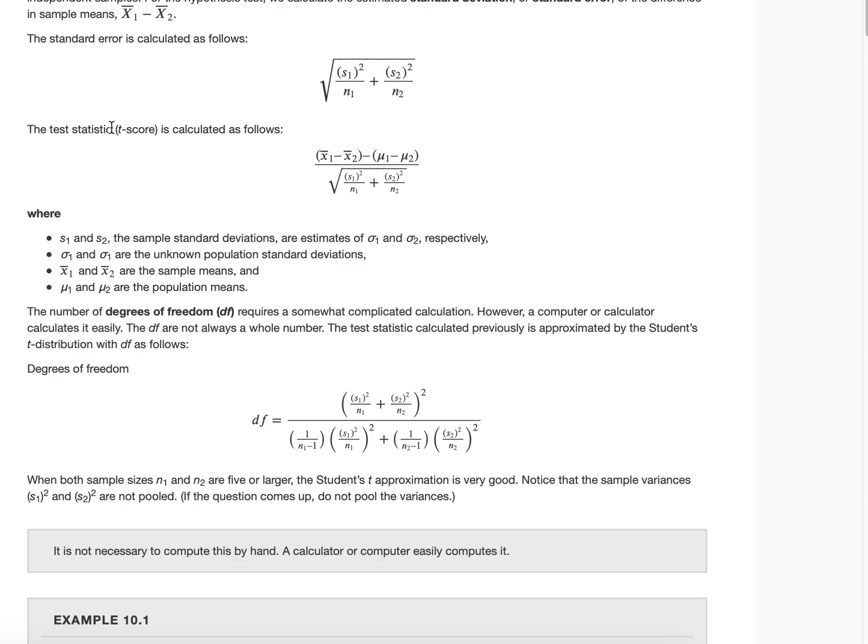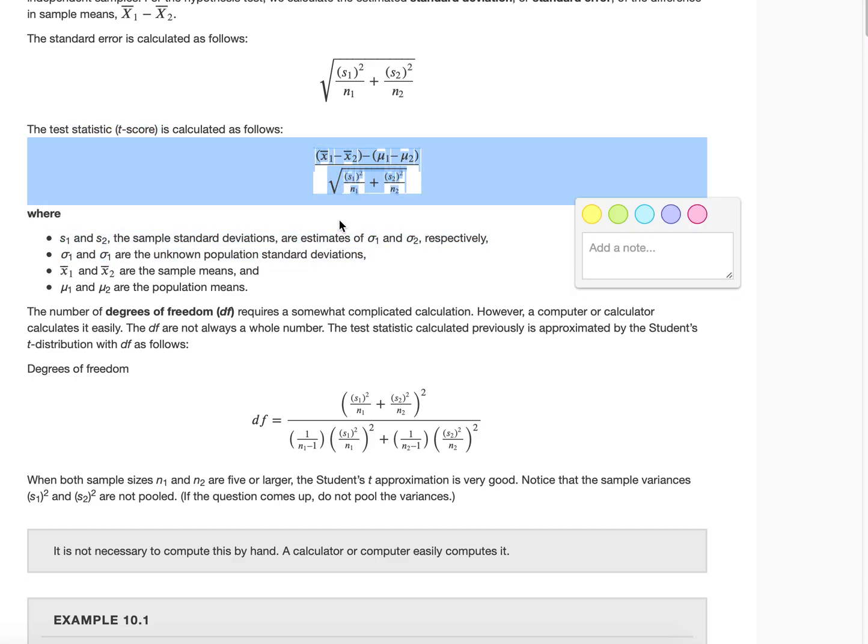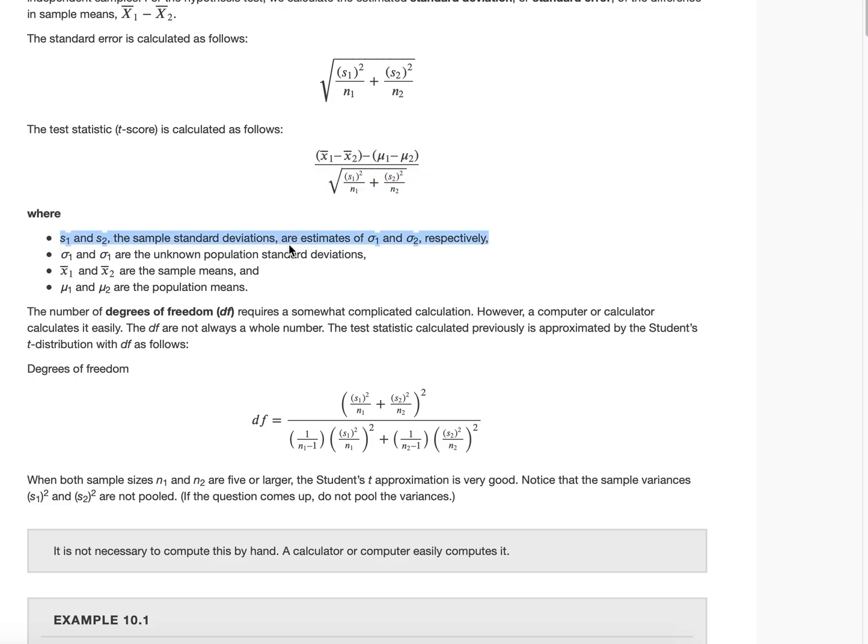Then to get the test statistic, which I will compare to the critical statistic, I'm going to utilize this formula. Now, what do these different variables mean? s1 and s2 are the sample standard deviations and they're estimates of the population standard deviations. These are our unknown population standard deviations. So I don't know the standard deviation of my population, but I have the standard deviation, or an estimate of it, for my sample, which should make sense. Then I have the sample means, and mu is the population mean. So when you're working these problems, you've really got to dig into, is this my sample or my population, and make sure that you're using the appropriate piece for that formula.